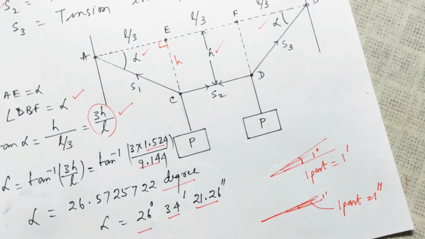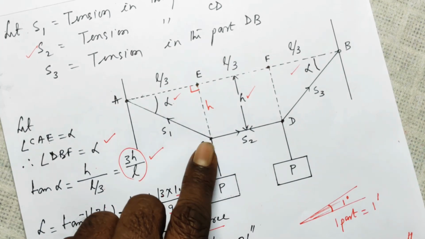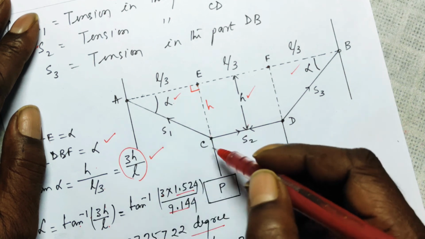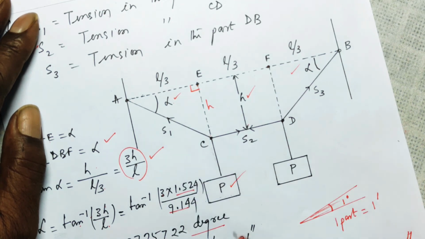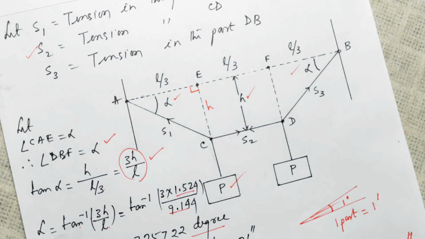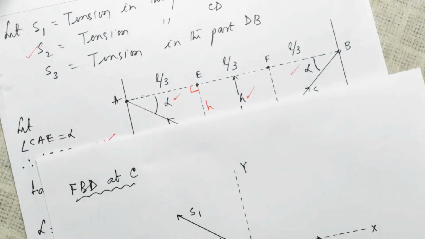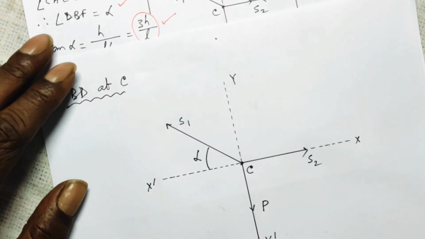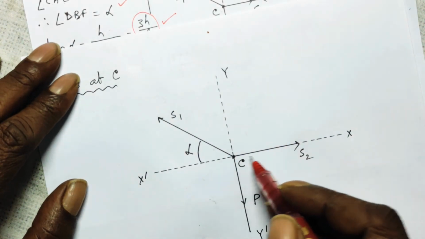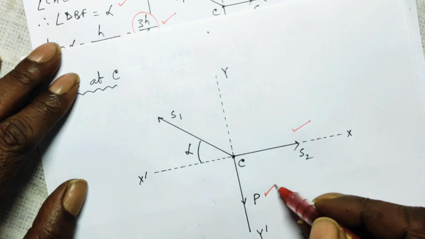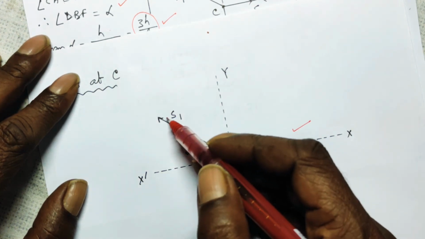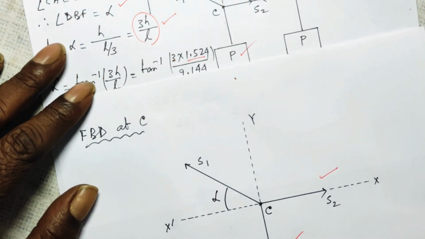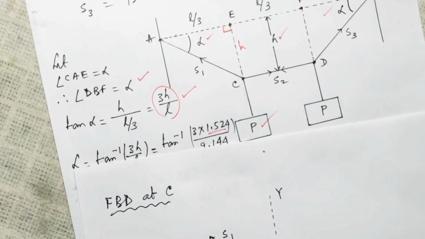Now let me draw the free body diagram at the point C. There are 3 concurrent forces, S2 to this side, S1 to this side, and from this point downward is the load P. So I have drawn the free body diagram at point C. Now look, to this side is S2, that was horizontal, to this side is P, vertically downward, to this side is S1. Now the question is how this angle is alpha.